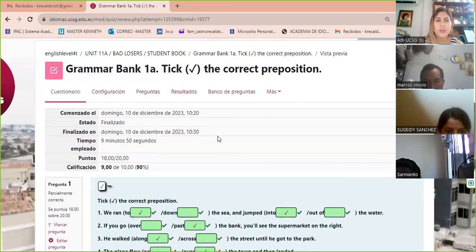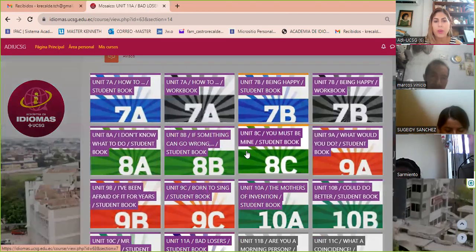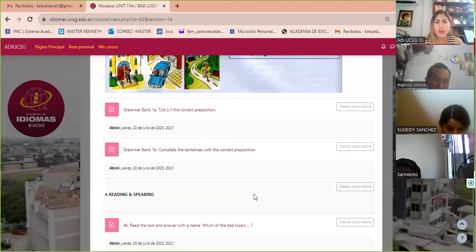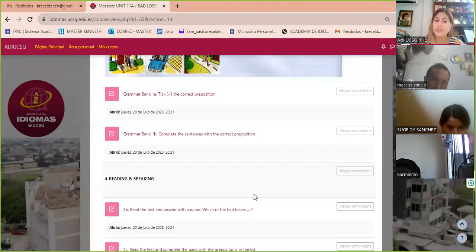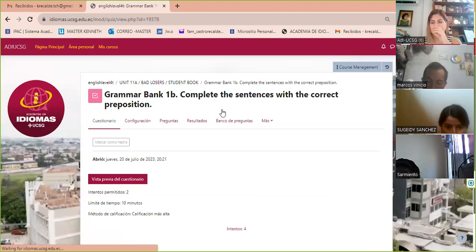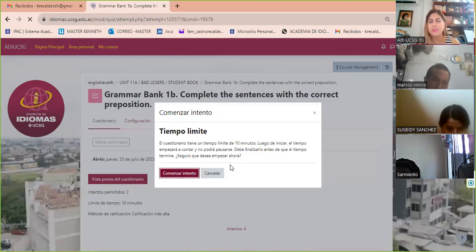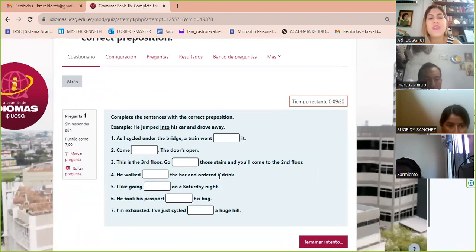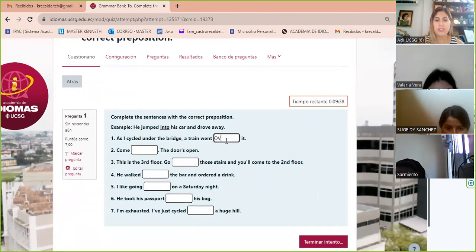Okay, sweeties, let's continue. Very good. Now that we saw the prepositions into action, let's go to exercise 1B. Okay, now you have to complete with the correct preposition. Let's see. We have 2 attempts. So you have to remember all the prepositions. For example, number 1, he jumped into his car and drove away. Number 1, as I cycled under the bridge, a train went over it.